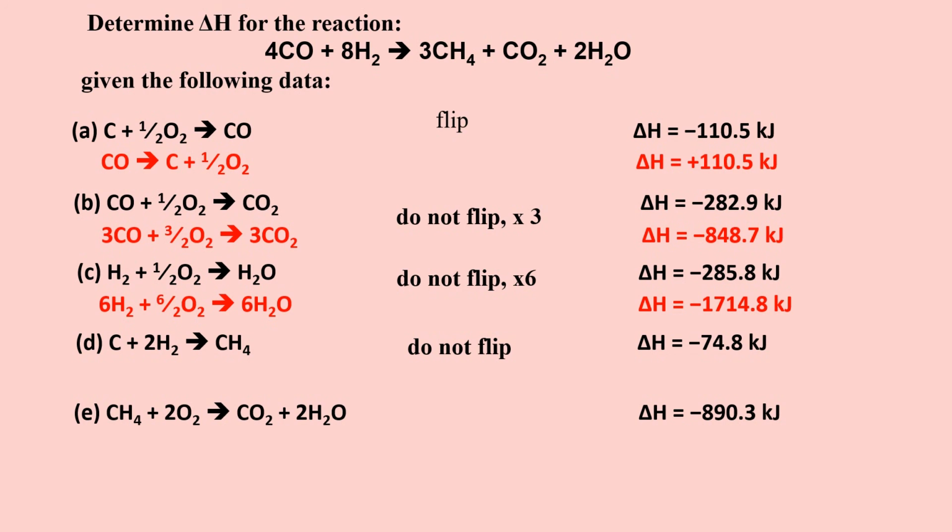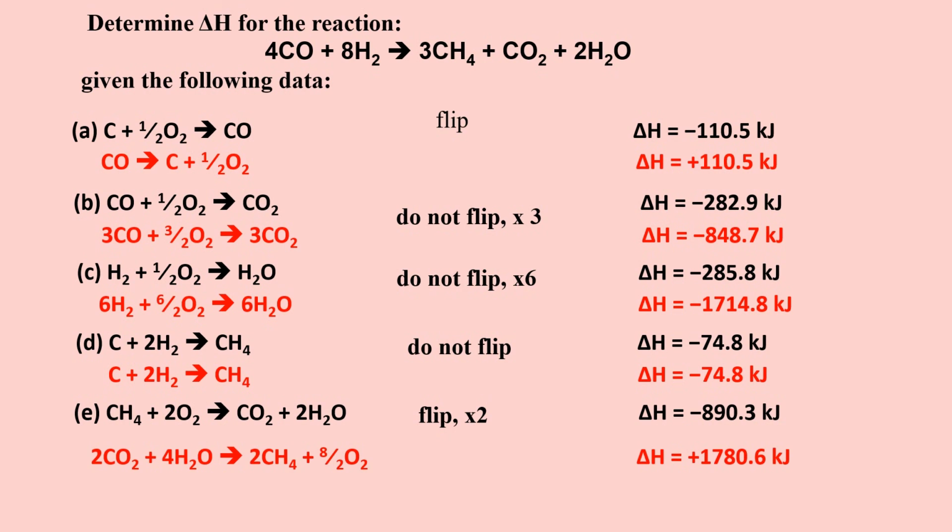Equation D we do not flip, which means that the delta H value remains at negative 74.8 kilojoules. Now we flip equation E and multiply by 2. This will cause the delta H value to go from negative 890.3 kilojoules to a positive 1,780.6 kilojoules.